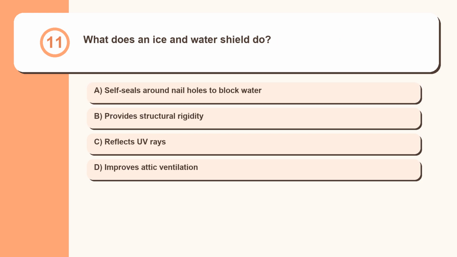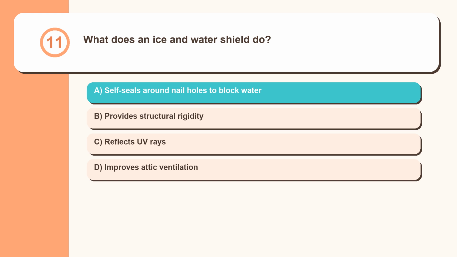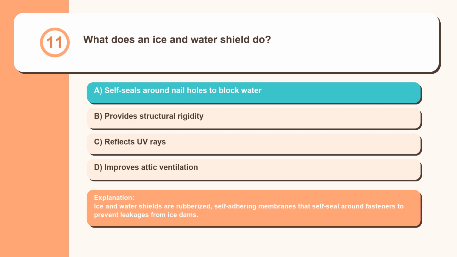Question 11. What does an ice and water shield do? Self-seals around nail holes to block water, provides structural rigidity, reflects UV rays, improves attic ventilation. Ice and water shields are rubberized, self-adhering membranes that self-seal around fasteners to prevent leakages from ice dams.